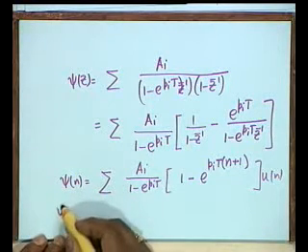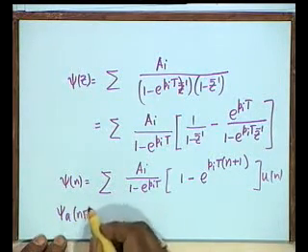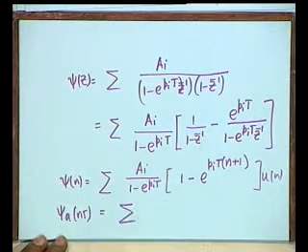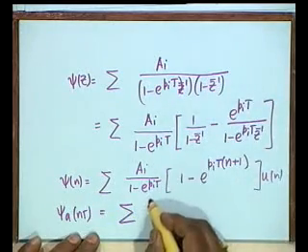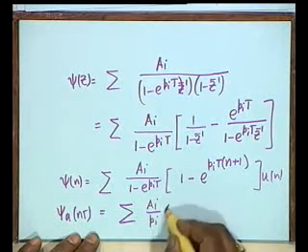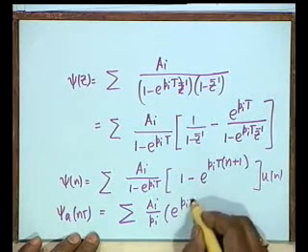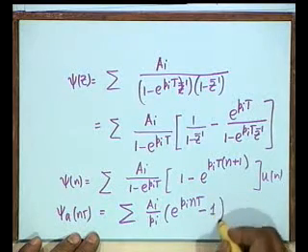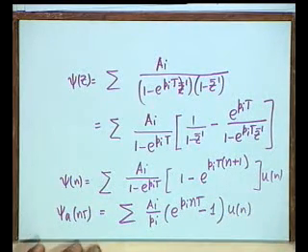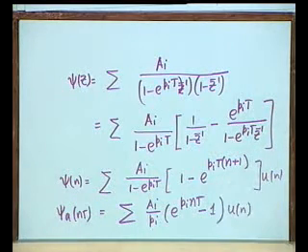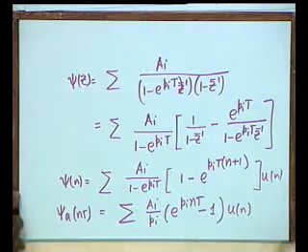I compare now this with Psi A of nT, which is summation A sub I by pi, e to the pi nT minus 1, u of n. Is it obvious that the two are not the same? These two are obviously not the same. Therefore, impulse invariance does not imply step invariance. To be a little more confident about this, let's evaluate this for some values of n.